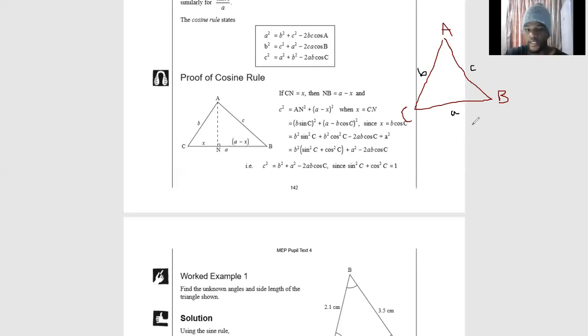So when it comes to the cosine rule, they won't tell you which rule to use. Don't expect "use sine rule to find this" or "use cosine rule to find this." Before I tell you that, please check first what you have. For you to use the sine rule, you must have two angles and one side, or two sides and one angle. Those are the conditions for the sine rule.